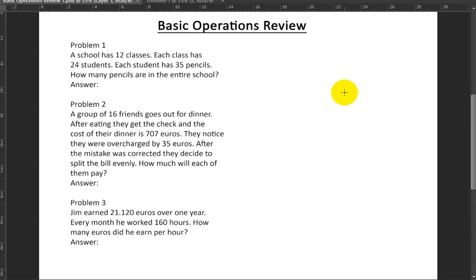Problem one says a school has 12 classes. Each class has 24 students. Each student has 35 pencils. How many pencils are in the entire school?